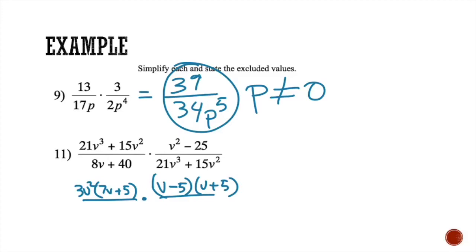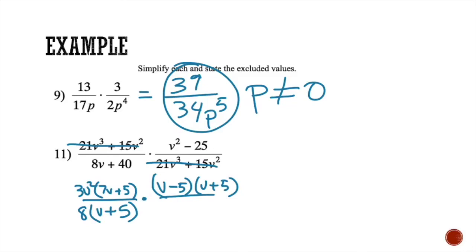What about 8v plus 40? What goes into that? 8. All right, so 8 times v plus 5. It's the same as the top. Oh wait, we could have canceled those first. This right here is the same as that one, and we can just go away, right? 21v cubed plus 15v squared. Yeah, so we could have just canceled the whole thing with the whole thing because it's all the same. We could have. So should we, or what are we doing? I don't care.